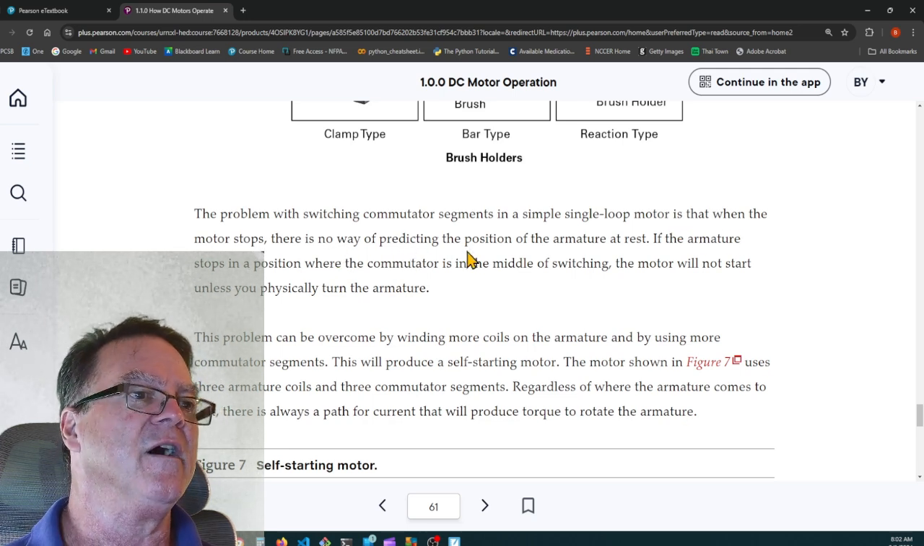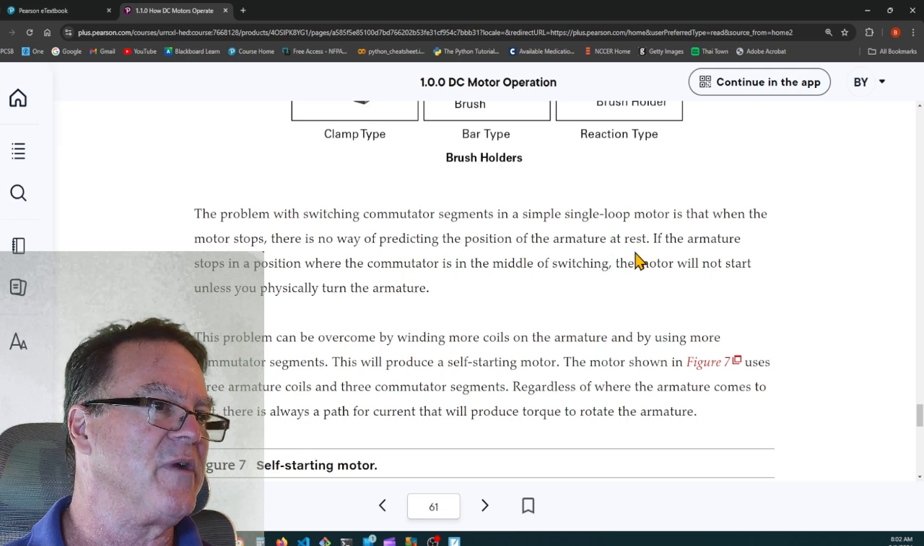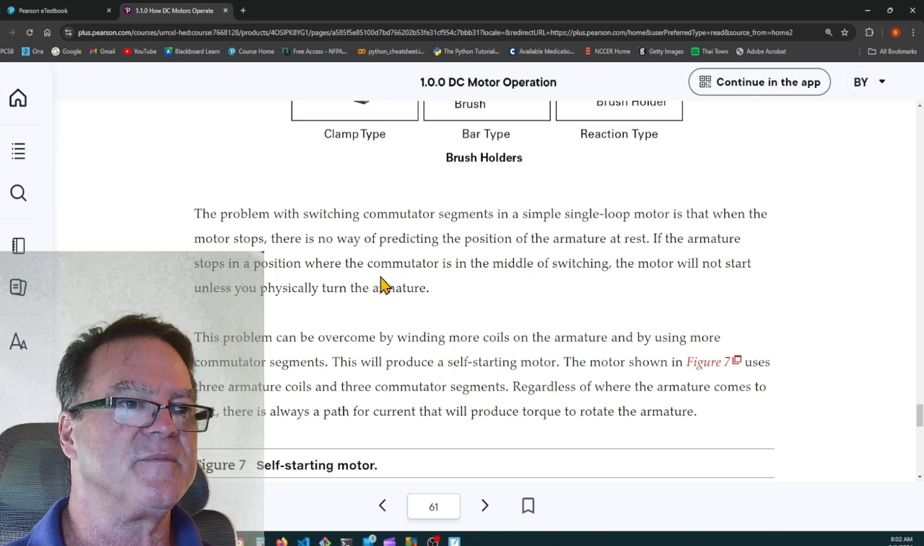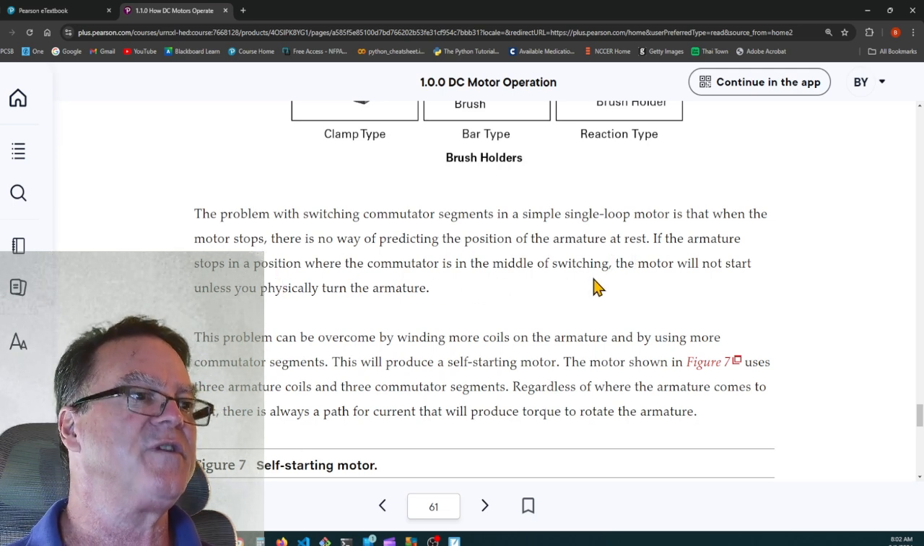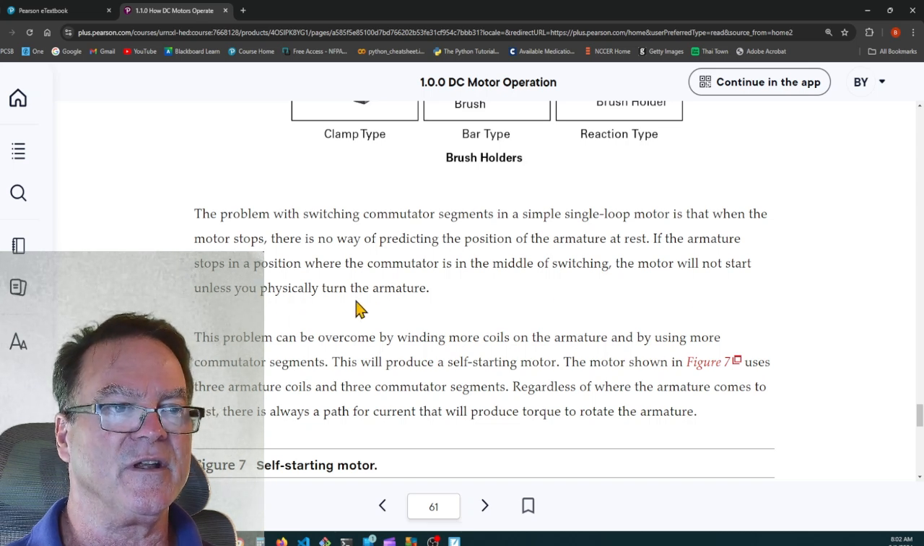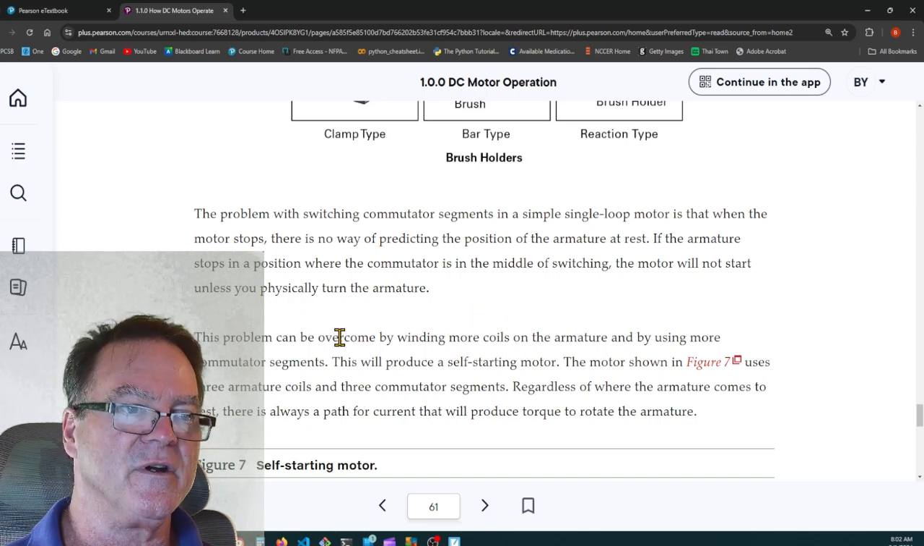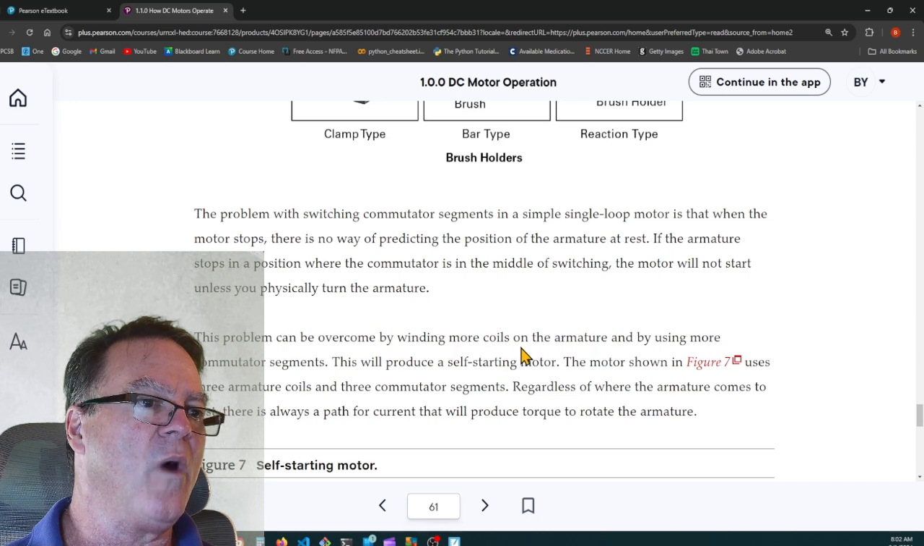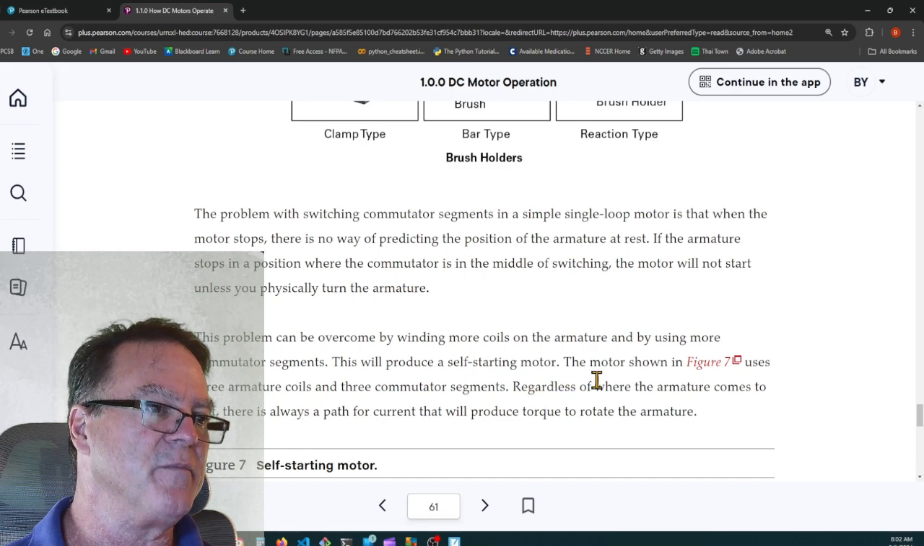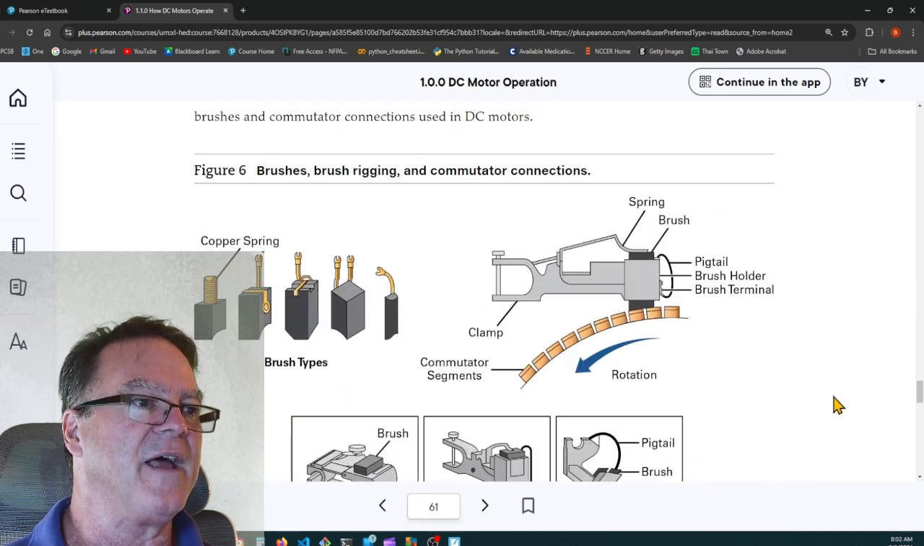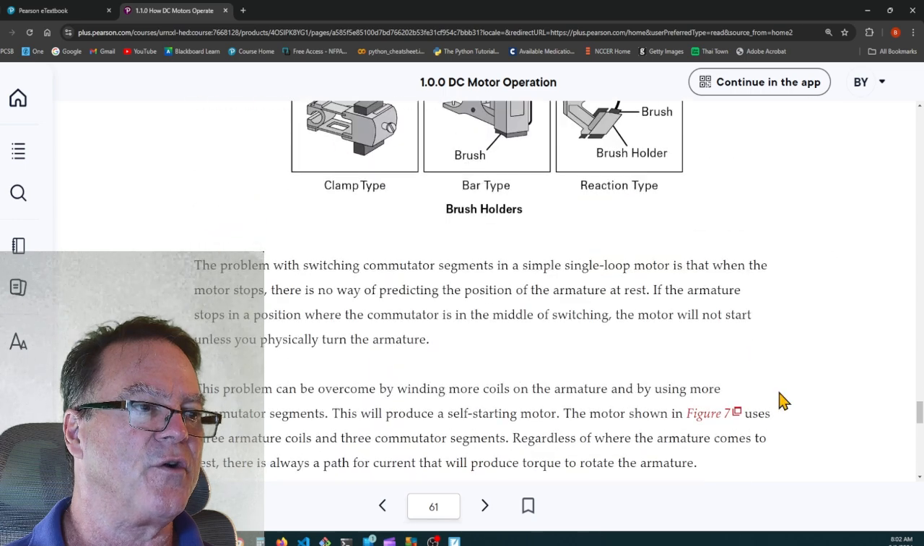The problem of switching commutator segments in a simple single loop motor is that when the motor stops, there's no way of predicting the position of the armature at rest. If the armature stops in a position where the commutator is in the middle of switching, the motor will not start unless you physically turn the armature. This problem can be overcome by winding more coils on the armature and by using more commutator segments. This will produce a self-starting motor. So that's what they're doing here. This is a self-starter motor.